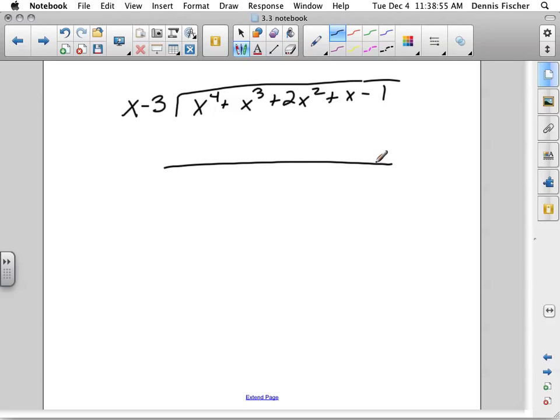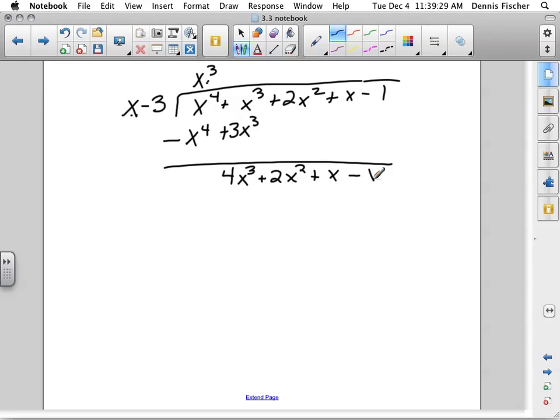Okay, here's our first thing right here. What times x will give me x to the fourth? x cubed. I made the numbers nice this time. x to the third times x is x to the fourth. x cubed times a negative 3 is a negative 3x cubed. Now we're going to change the signs. That cancels off, so we're going to get 4x cubed plus 2x squared plus x minus 1.